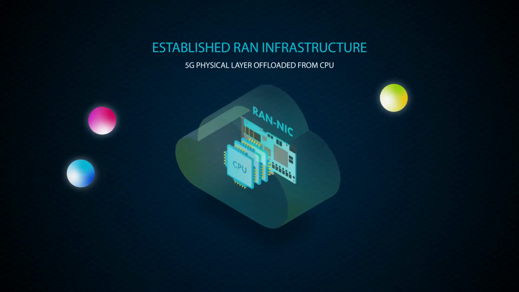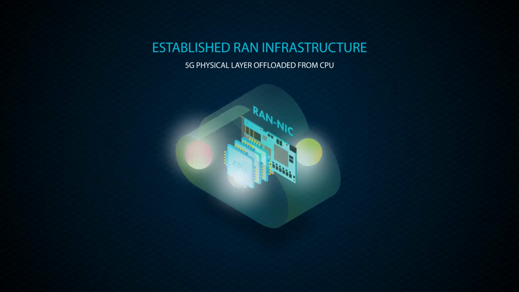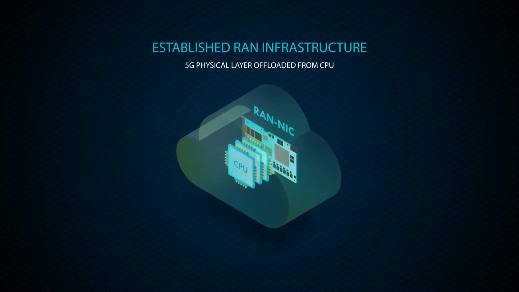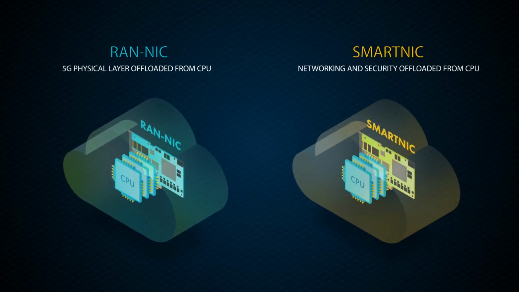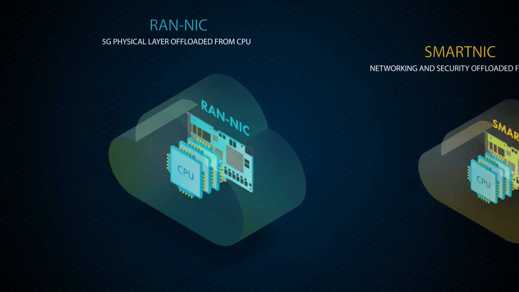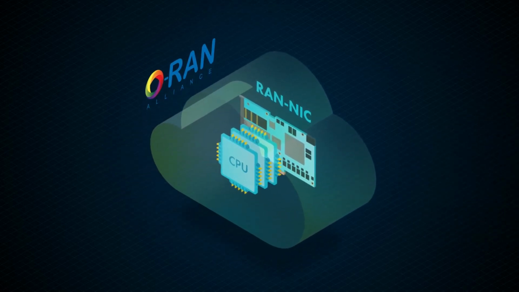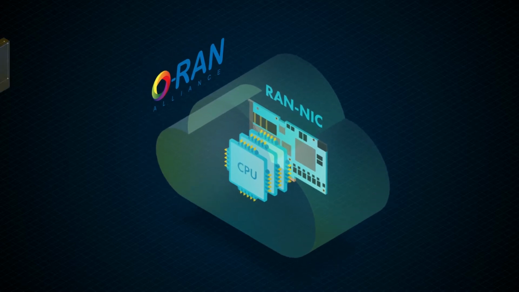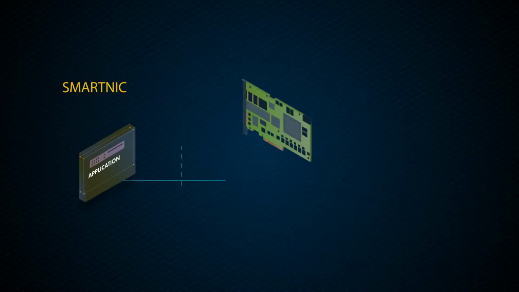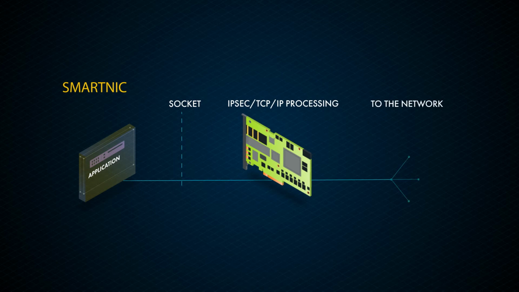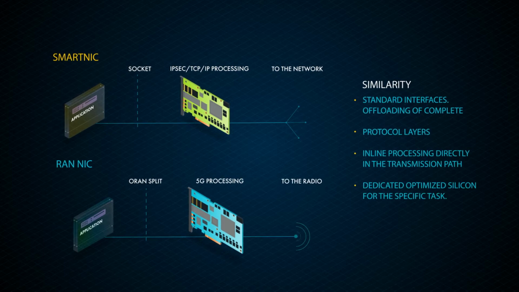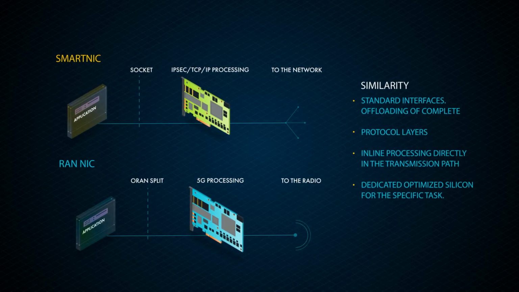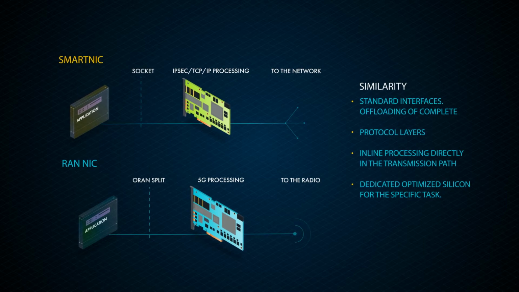Marvell's RAN network interface card offloads this extremely complex and time-critical processing from the host's CPU in a 5G cloud environment, similar to the way smart NICs are commonly used to offload heavy networking and security workloads from cloud servers' host CPUs. This proven architecture is performance-optimized for cloud-native 5G and consistent with hyperscale infrastructure. A smart NIC processes portions of the cloud networking protocol stack based on standardized interfaces. Similarly, the RAN NIC offloads the physical layer from the host CPU and uses standardized O-RAN interfaces to communicate with the upper layers of the 5G protocol stack.